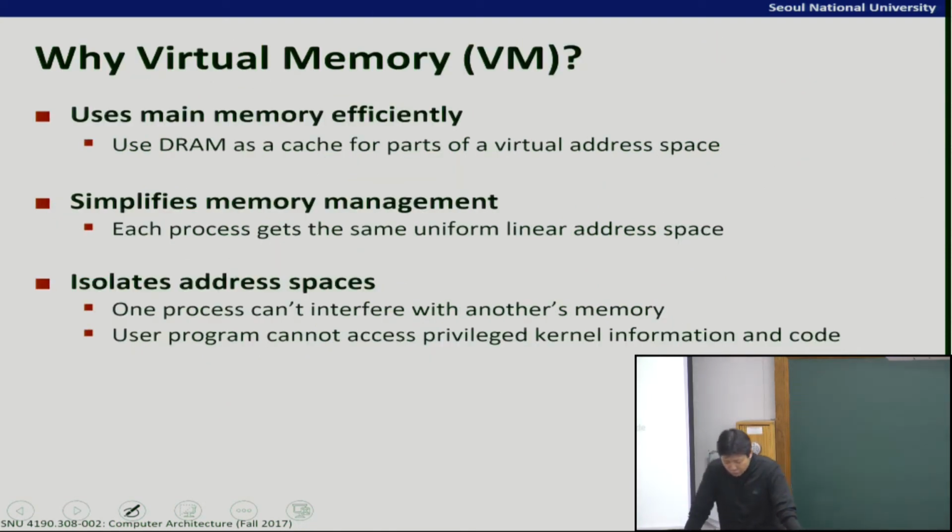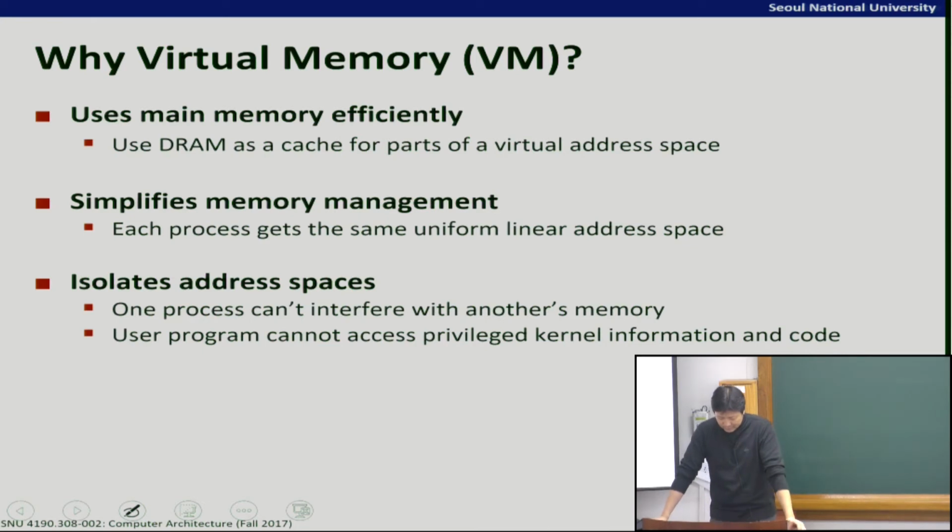So what is virtual memory? Why do we need virtual memory? There are three reasons. The first one is that we use main memory efficiently because we want to support sharing. Now there are multiple programs running at the same time, and the physical memory and disk are a shared resource. We want to make use of this main memory efficiently. The idea is to use main memory DRAM as a cache for parts of the virtual address space.